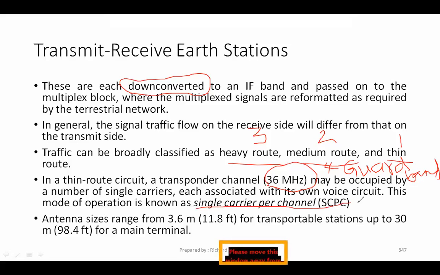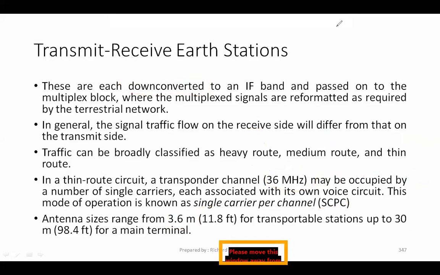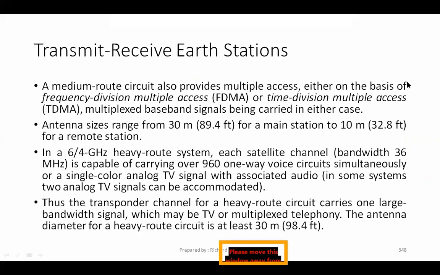The antenna sizes, now talking about how big your antenna should be, right? So the size can range from about 3.6 meters for transportable stations, up to 30 meters. Okay, so from about 4 meters to about 30 meters for the main terminal. So we can see that based on the requirement, the antenna size also does change.